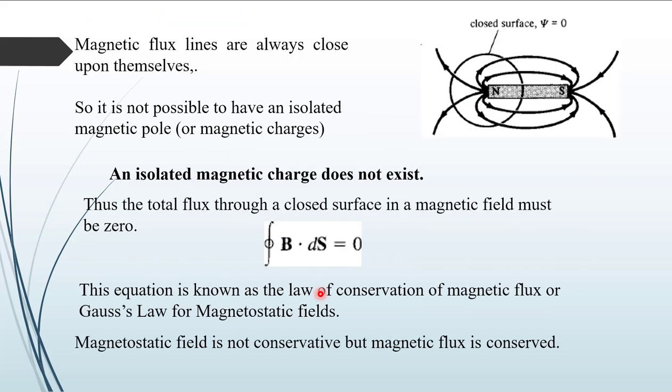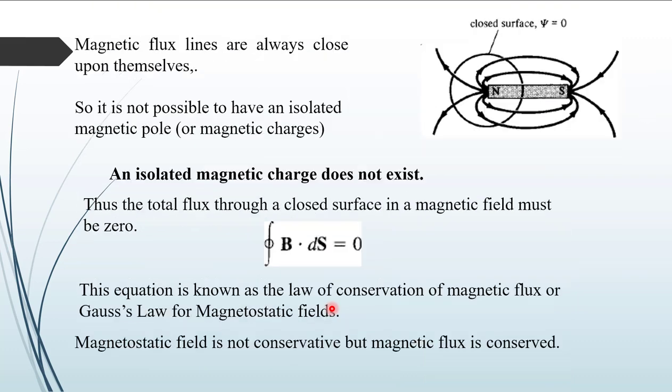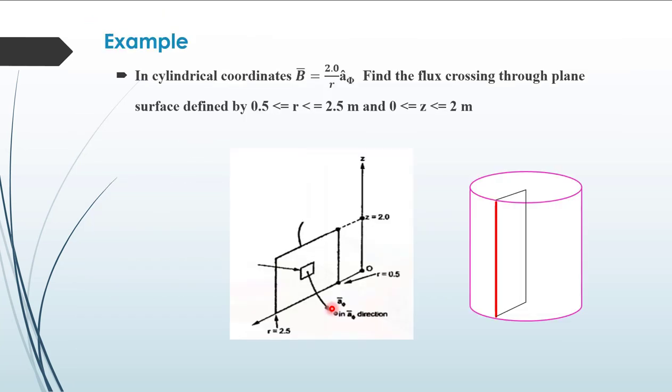So based on this formula, flux ψ is equal to ∫B·dS. We are going to see one example based on this expression. So let us see the example. In cylindrical coordinates, B bar is equal to 2 divided by r a_φ cap. Find the flux crossing through the plane surface defined by r between 0.5 and 2.5 meters and z between 0 and 2 meters.